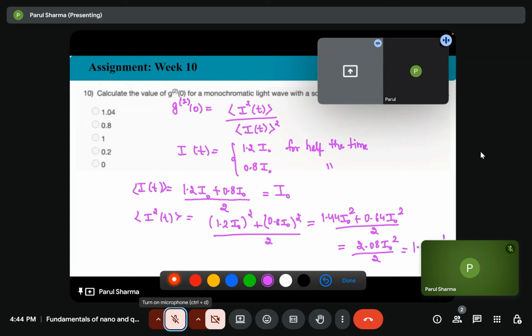1.04 I naught squared. Now we can find, if I have the value of the expectation value of I squared(t), we can find the value of g2. So that is I squared(t), that is 1.04 I naught squared, and I(t) is I naught squared, so that is 1.04. Option A is correct.